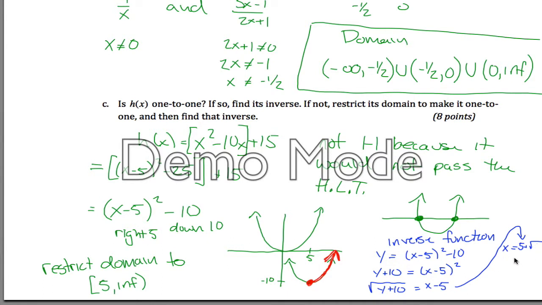Let me try again. x equals 5 plus the square root of y plus 10. And so this will be my inverse function. You want to have x as the input for your function. So what I have to do is change the y into an x and say 5 plus the square root of x plus 10 is the inverse of this function right here if it's restricted to this domain. Whew, all right, and that's the end of this problem.